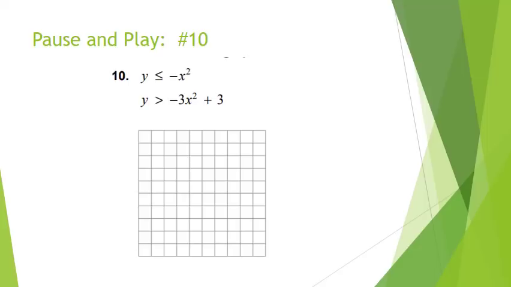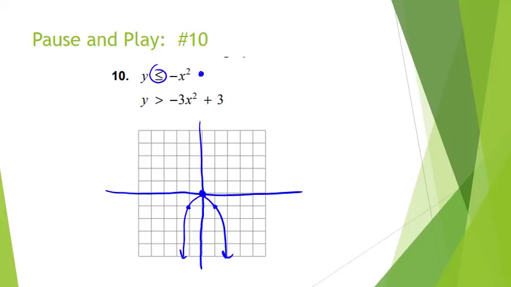Okay, so what we're going to do is graph this one first, and this one should be pretty easy because it's just going to be an upside down parabola. So I know the vertex is at 0, 0, and if I plug in 1, I would get out negative 1. Okay, so far so good. That's going to be a solid curve, and it says y less than, which means we're going to shade below the graph.